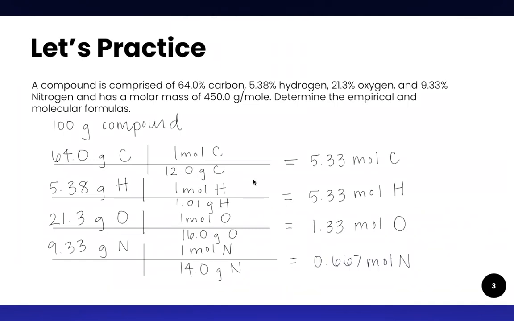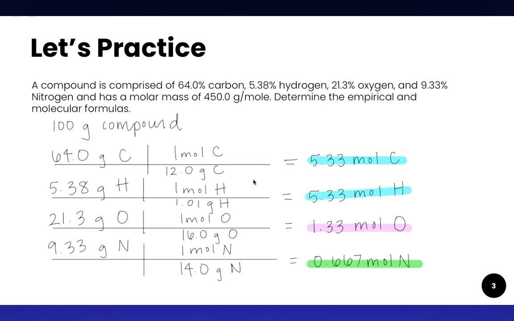Okay, so it looks like carbon and hydrogen are in a 1-to-1 ratio, so we just need to figure out the ratio of oxygen and nitrogen in our compound. In this situation, we will divide everything by the smallest mole number, which is nitrogen.